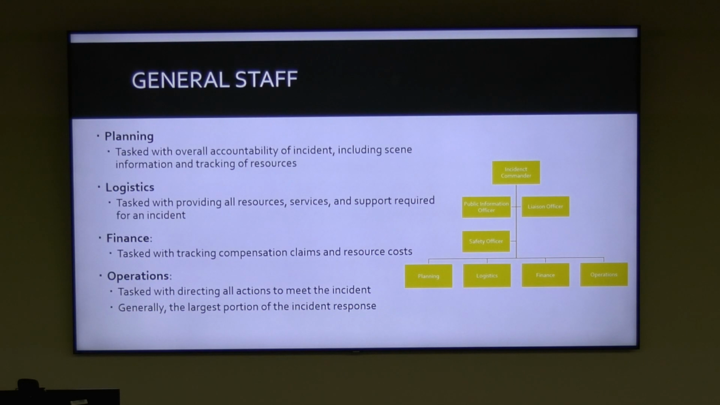And then finally, the main thing that we talked about is the operations staff. They are tasked with directing all actions to meet the incident, and generally they're the largest portion of the incident's response. An example of this would be, like I mentioned prior, the providers that are taking care of patients, but in addition to that, the nursing staff and everybody else that is involved in the actual operations.